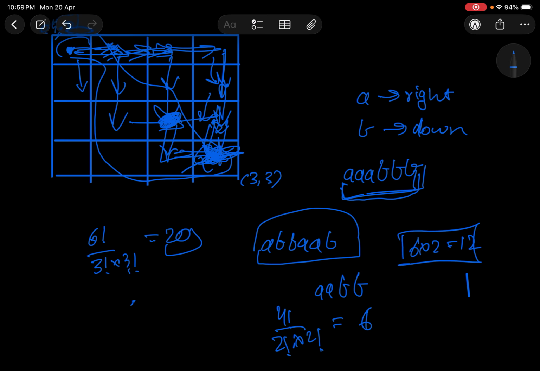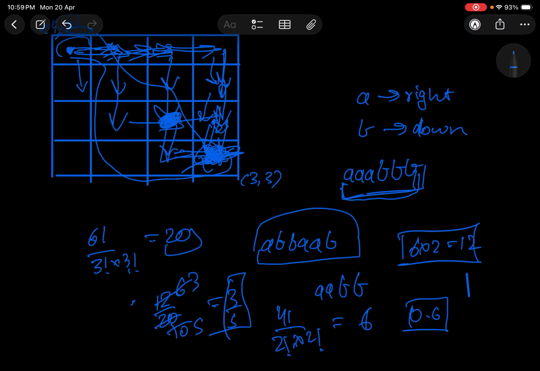So there are a total of 12 ways of reaching the 3 comma 3 square when the ant also passes through the 2 comma 2 square. And so the probability that the ant passes the 2 comma 2 square is 12 upon 20, 6 upon 10, 3 upon 5. So 3 upon 5 is the answer. 0.6 is the probability that the ant passes the 2 comma 2 square, and the total number of ways of reaching the 3 comma 3 square was 20.